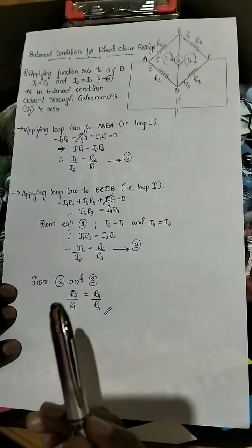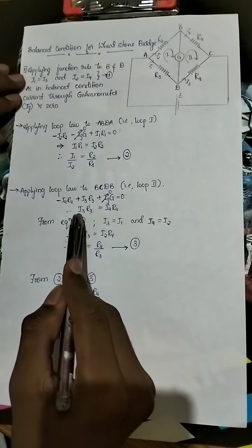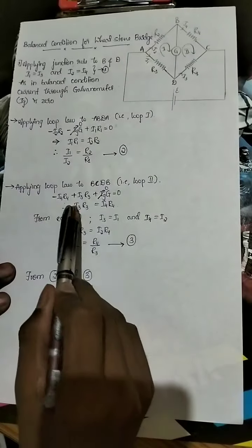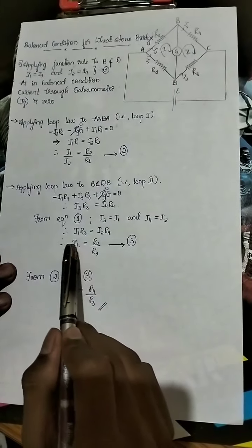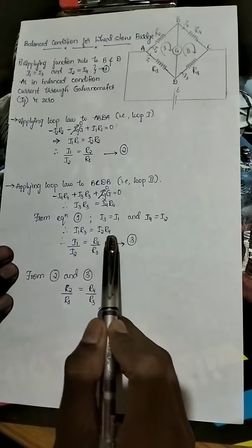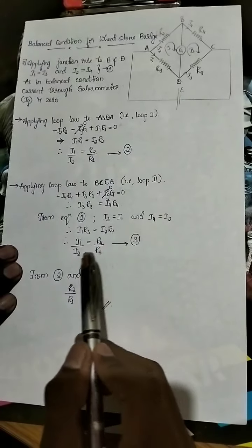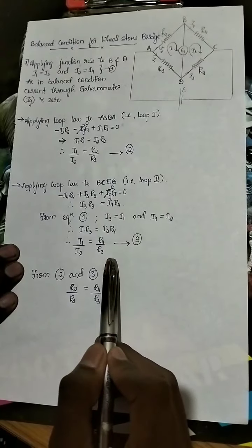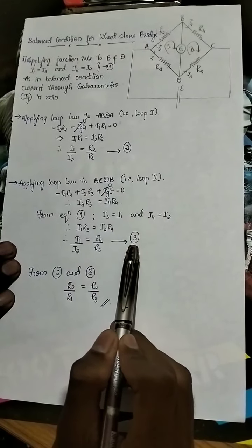From equation 1 we see that I3 is equal to I1 and I4 is equal to I2. Hence this equation gets changed into I1 into R3 equals I2 into R4. From this we get again the ratio of currents I1 by I2 as R4 by R3. Let's name this as equation number 3.